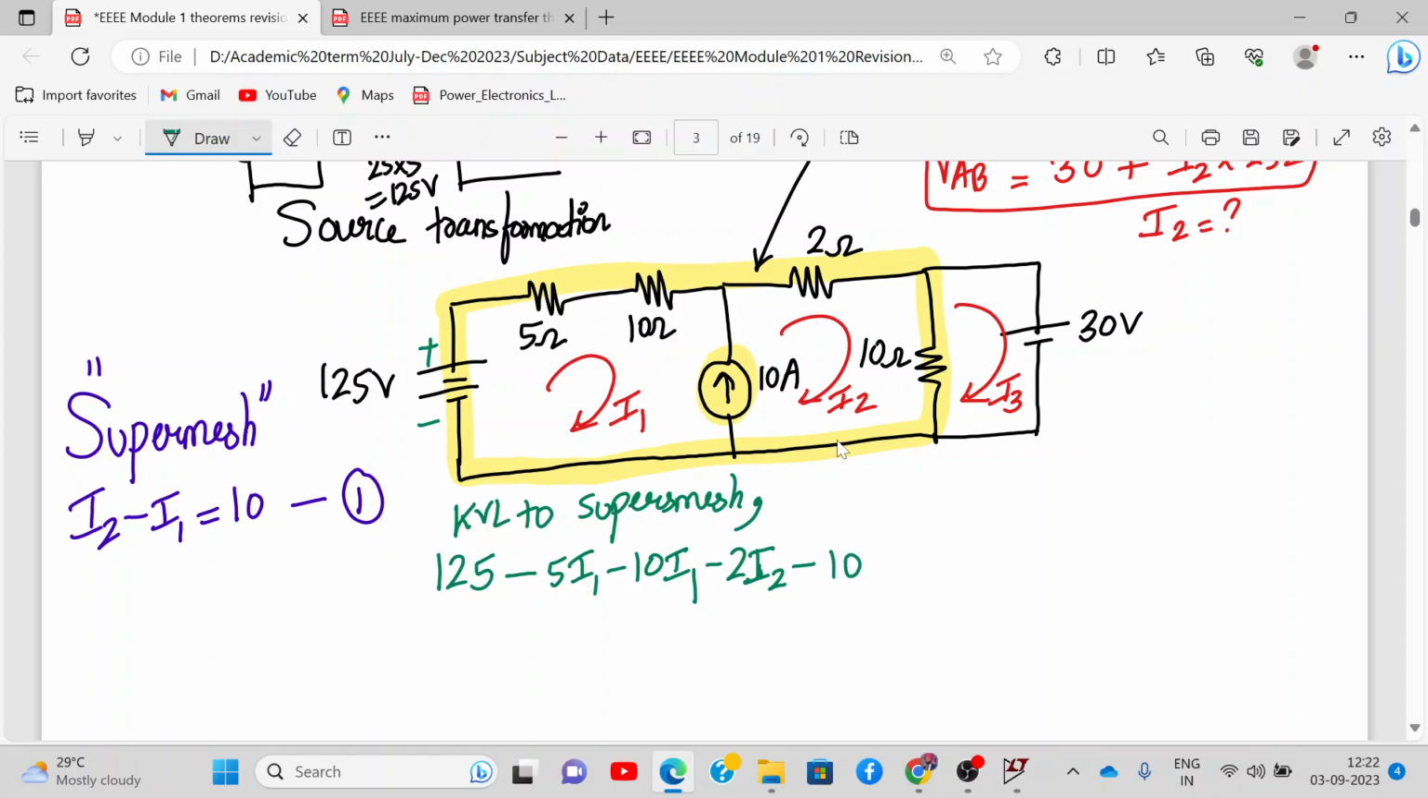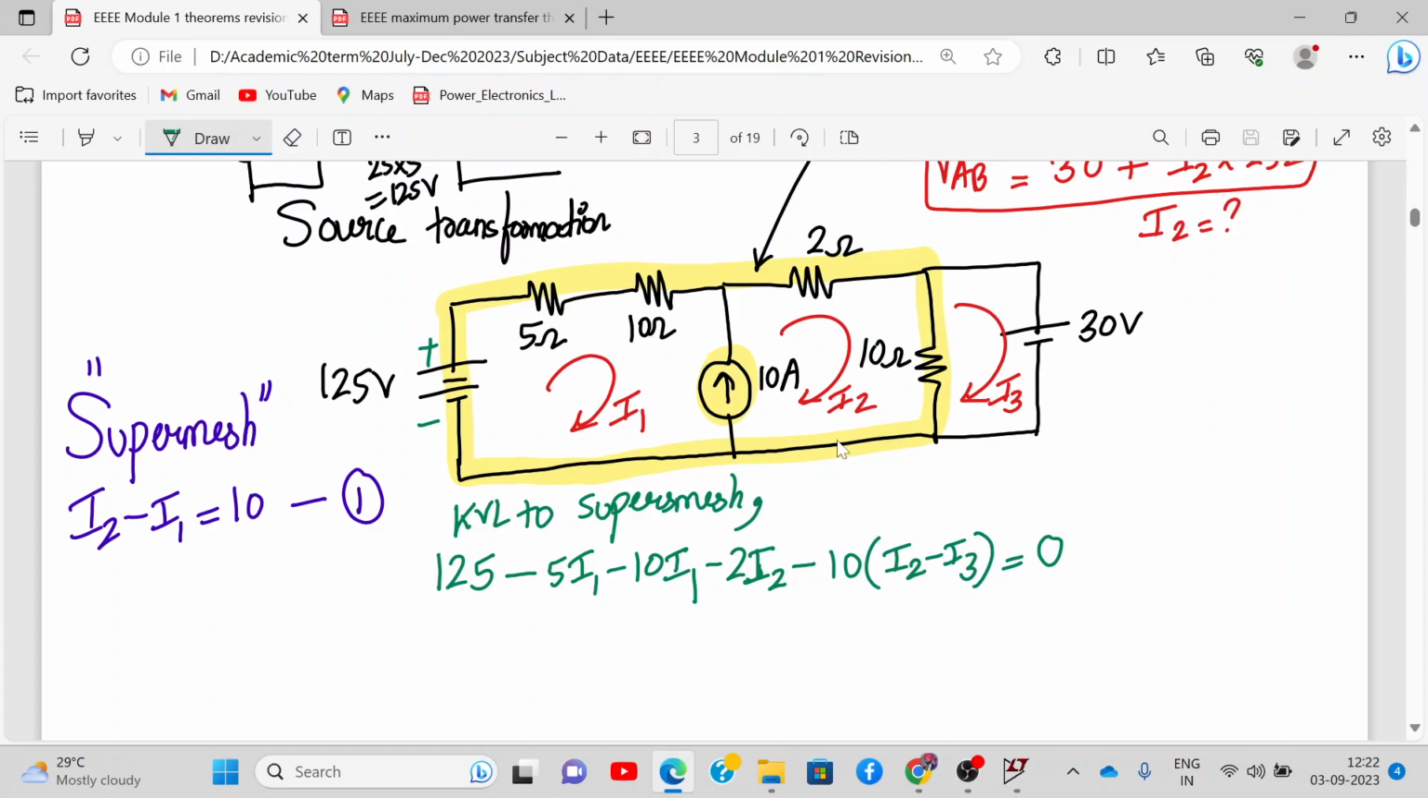Let me know. Minus 10. The 10 ohm is set between loop 2 and loop 3. So what will come over here? I1 minus I2. Arre, how I1? This is I2 and I3, right? So this is I2 minus I3. 10 into I2 minus I3. This is simple mesh analysis.